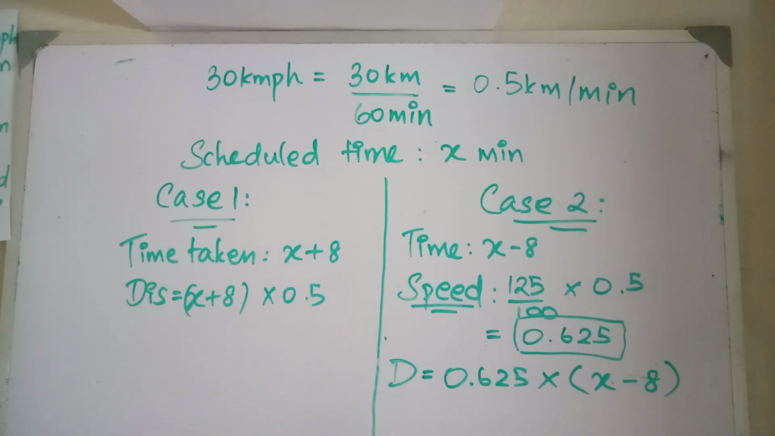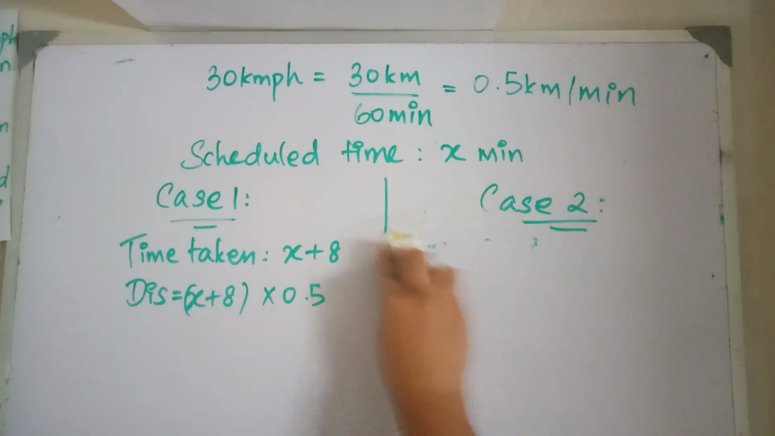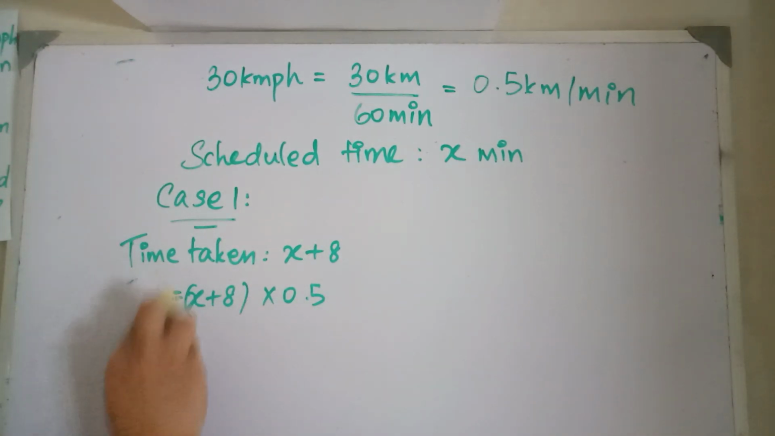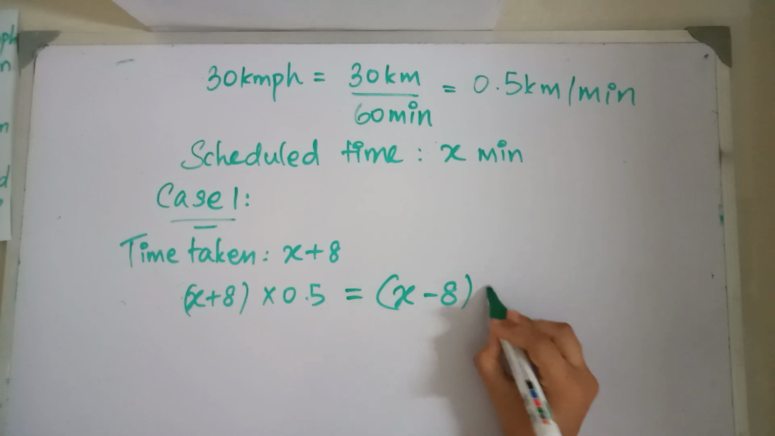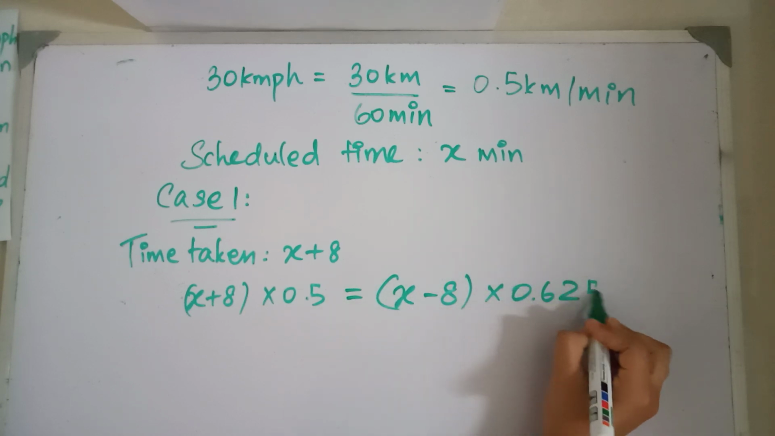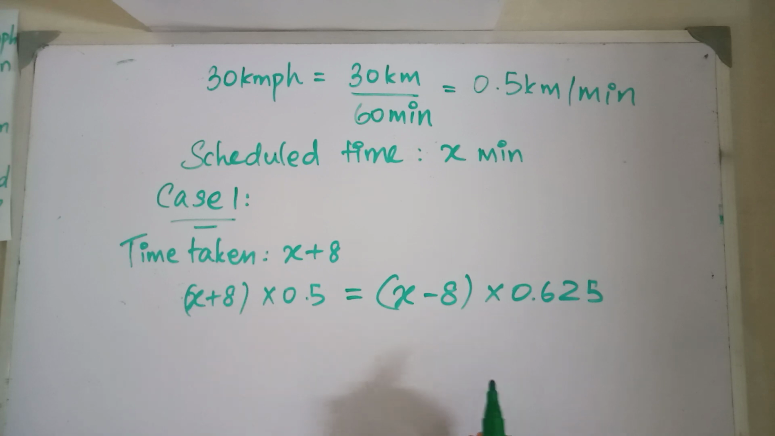Okay, now we have the speed, time and the distance in both the cases. Now what is the constant factor in both of these cases? The constant factor will be the distance, because the distance from home to the office will be the same in both the cases. The time varies, the speed varies, but not the distance. So we can equate both of these equations. In one case we have x plus 8 into 0.5, and the other case we have x minus 8 into 0.625. So let's equate them.